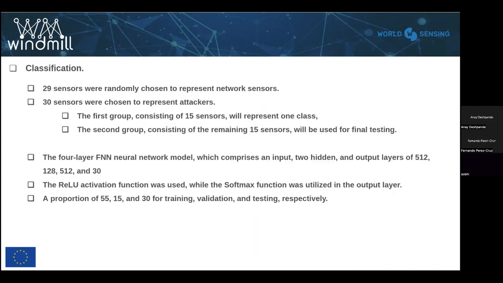Yes, please. So you have 29 sensors that are the true sensors. Exactly, that you care about. Then you create an extra class that is not a true sensor. Exactly, the attacker. I bring 30 sensors at different positions to act like an attacker.